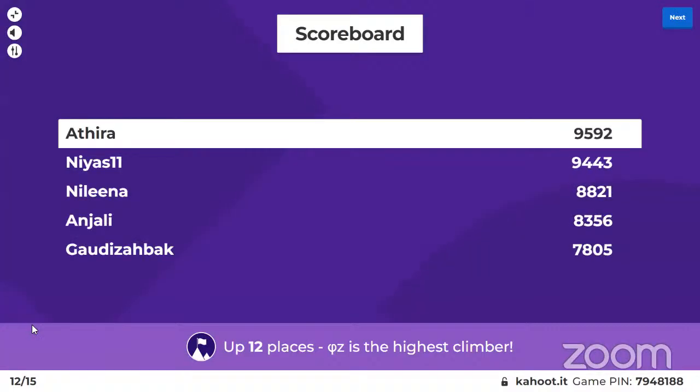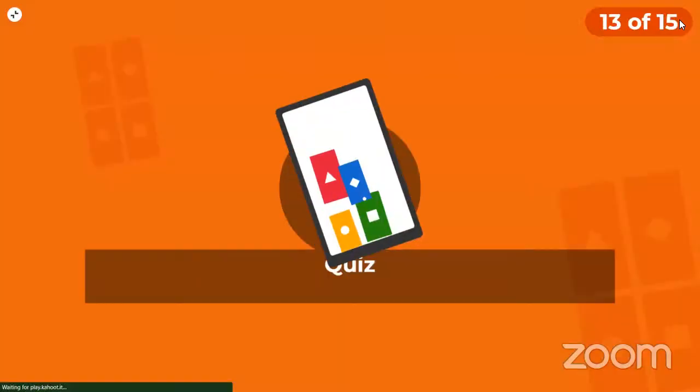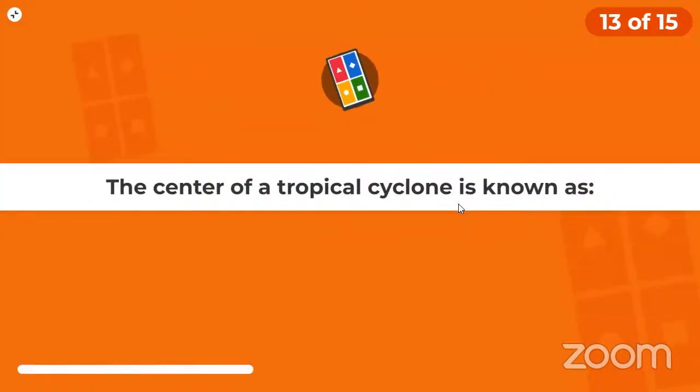Moving on to the scoreboard. We have Adira with 9593 on top. Second, we have Nias. Third, we have Nilina. Fourth, we have Anjali. And fifth, we have Gaudi Sabha. So we have a new climber also. What is this new climber's name? All right, moving on to the next question.